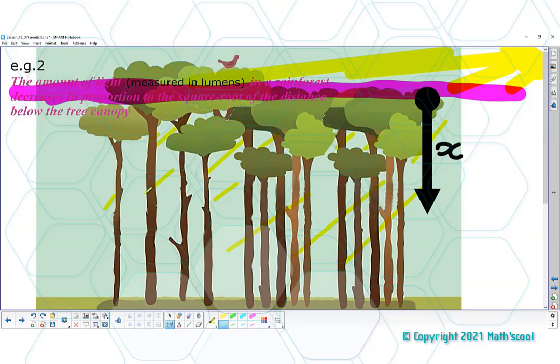You get less light the further down you go because the leaves are all blocking the light. So there's not much light at the bottom of a rainforest. We know that. Okay.